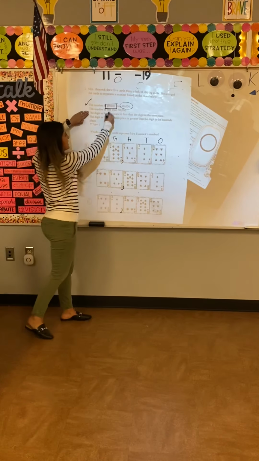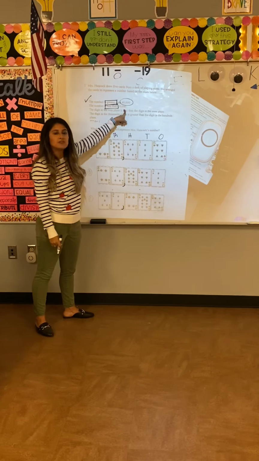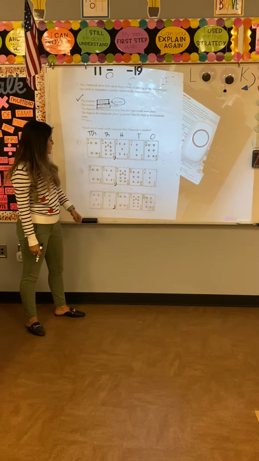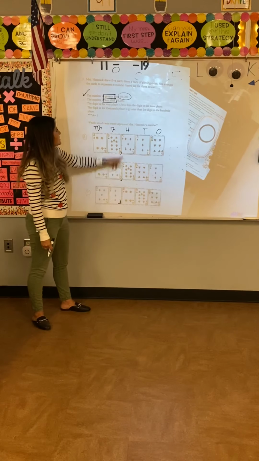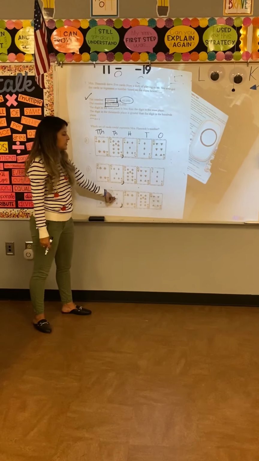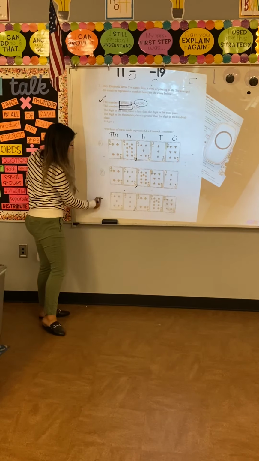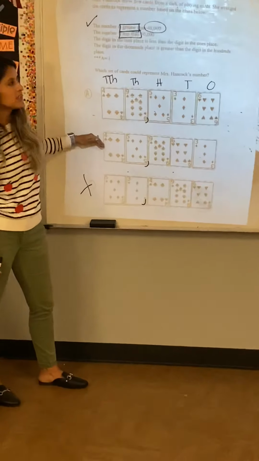Our number has to be less than, smaller than 50,000. 49,000 is less than 50,000. 45,000 is less than 50,000. But 53,000 is not less than 50,000, so we would eliminate it. We're down to 2 choices.